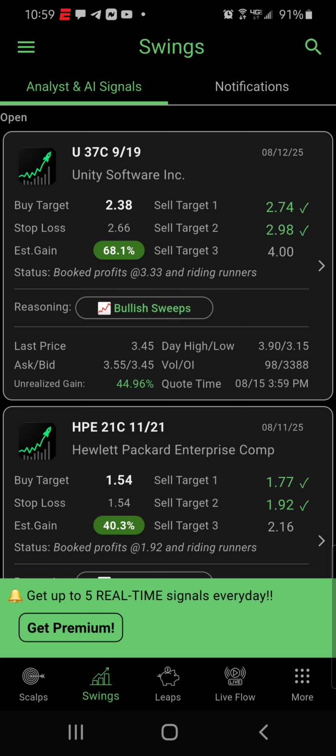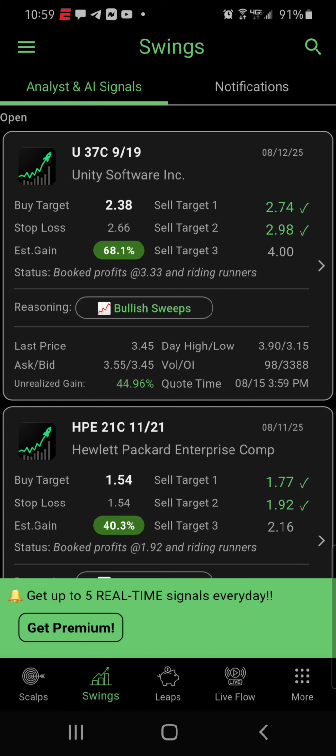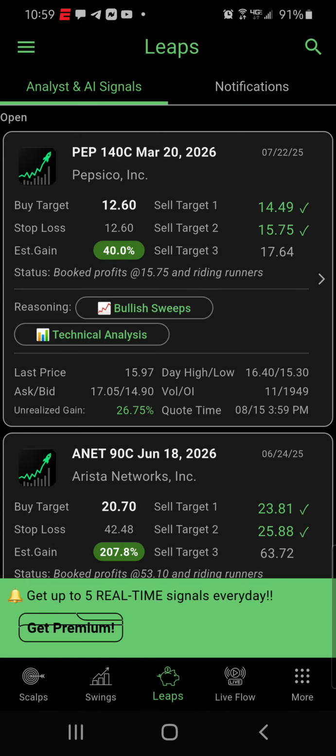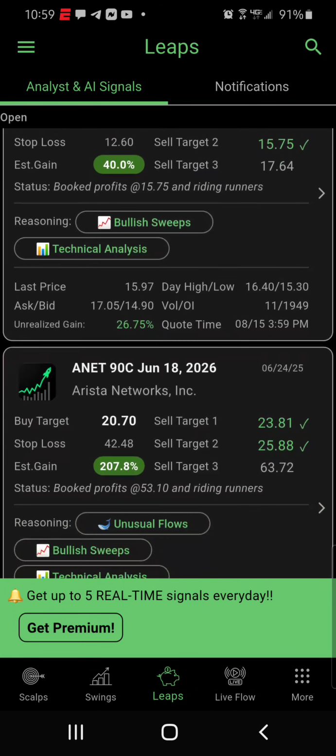If it puts out one that quick, it'll usually do it on the scalps first, because like I said, those are for day traders. These swings, it'll just happen randomly. You know, these leaps, you see the price. That's $1,200. The one under that, that Arista Networks, that's a good company. That's a damn good company. That's $2,000. You know what I mean?